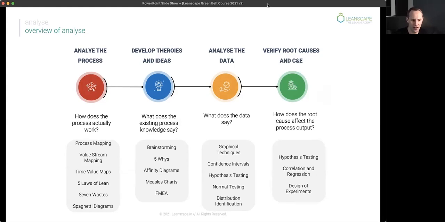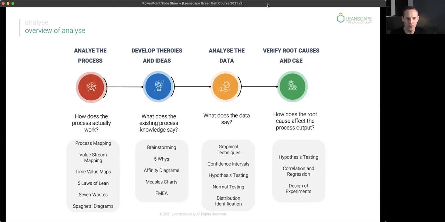When we develop theories and ideas, what are the brainstorming approaches you need to use? How are we going to use 5 whys, affinity diagrams, measle charts, FMEA, failure mode effect analysis, a really powerful tool to understand how we can analyze the risks in the process as well. And that's, as I said, very much like process thinking. But on the right-hand side here, analyze the data and verify root causes. We're trying to move toward a little bit more data-based analysis as well. So here we might be looking at the graphical techniques about what does the data actually tell us, hypothesis testing, normality testing, distribution identification, all these things that you learn as part of the green or the black belt as well.